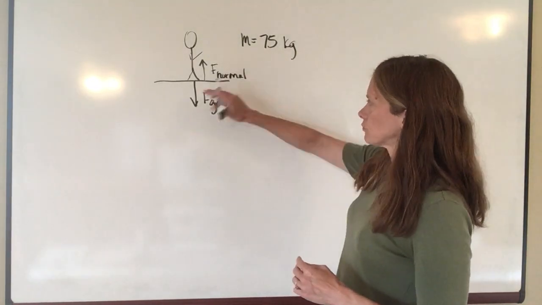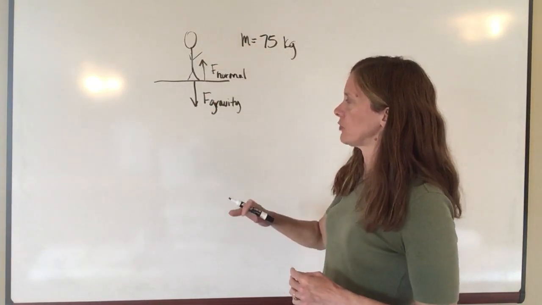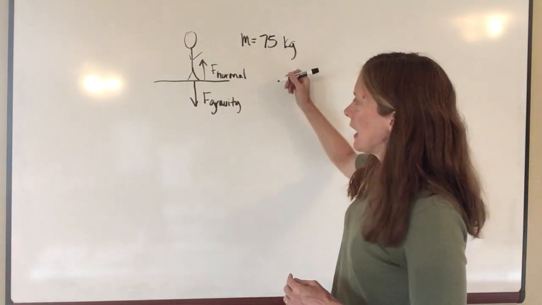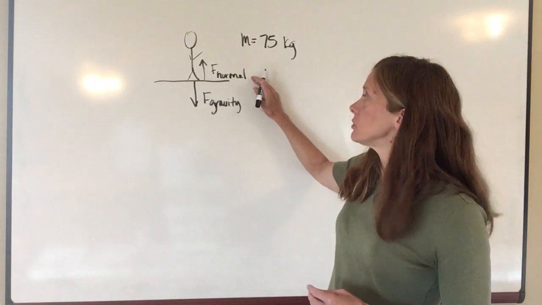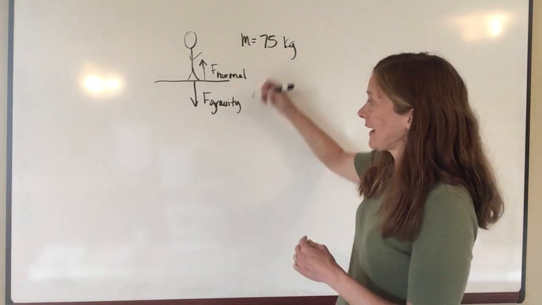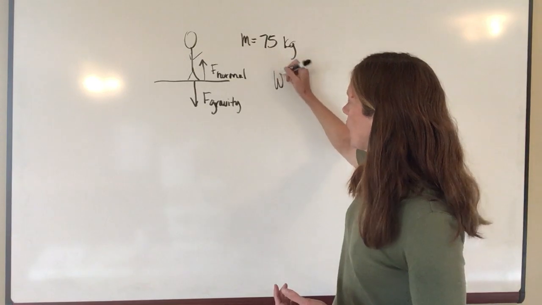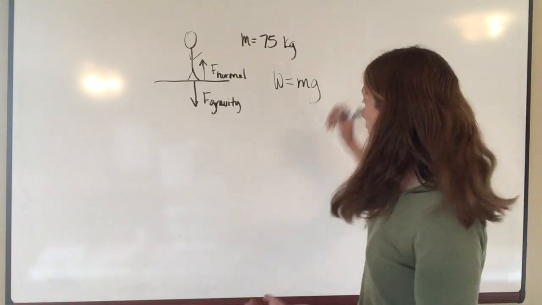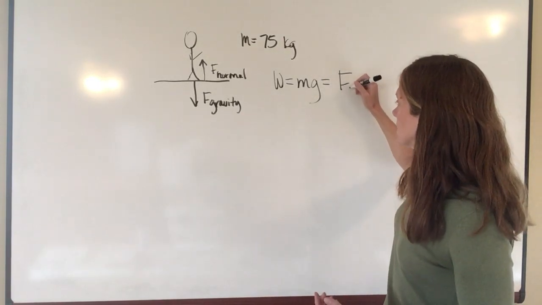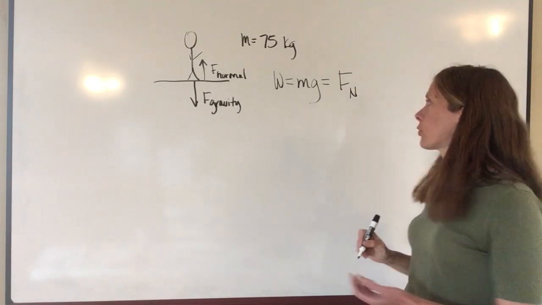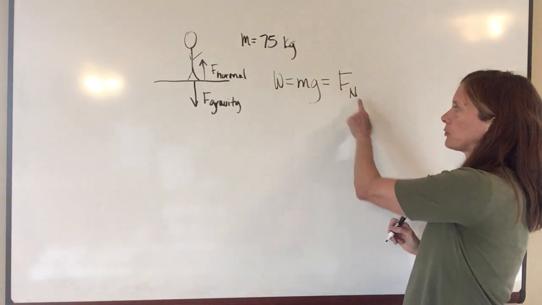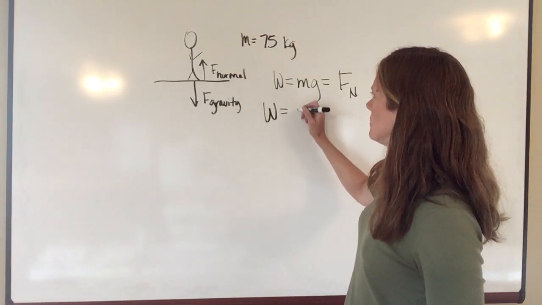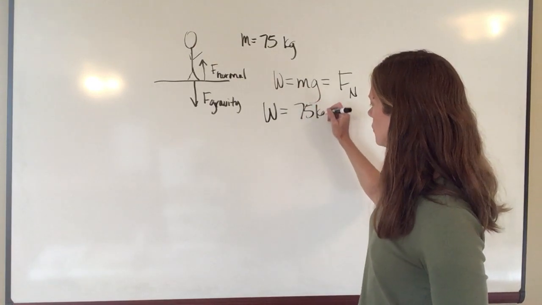Okay, so the normal force is perpendicular to the surface. Since this is a level surface, it's opposite in direction from the gravity. So if I want to know the amount of the normal force on this man, all I have to do is figure out what his weight is. Well, I know that weight equals mass times gravity, and as far as the magnitude goes, that's going to be equal in magnitude to the normal force, which I'm going to designate by an F with a subscript of a capital N. Okay, so if the weight is the mass times the gravity, I've got 75 kilograms.